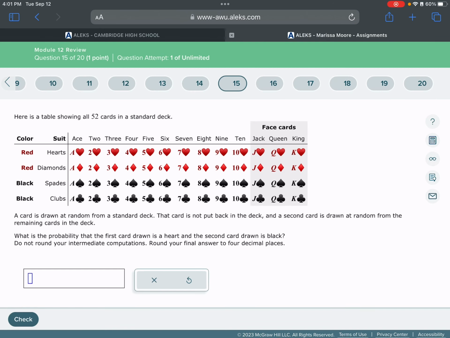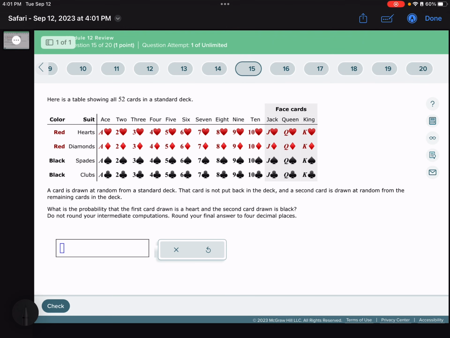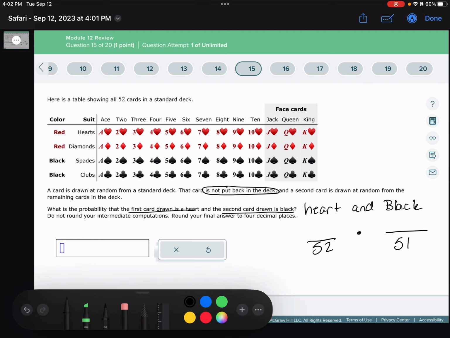Number 15. Another card problem. All right. This time we do not put the card back in the deck. So my first card is a heart, second is black. So I want a heart and black. So there are 52 cards in the deck to start with, and means to multiply. Black cards we'll get to in a second, but it is and. So with me not putting it back, if I started with 52 and I take a card out and don't put it back, I now have 51 cards.